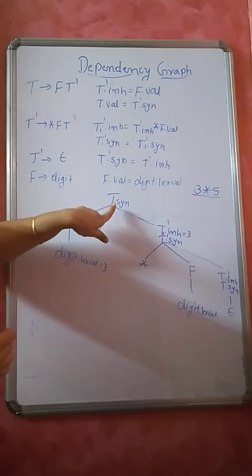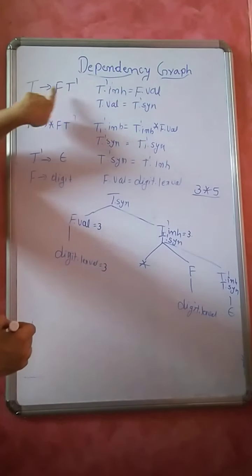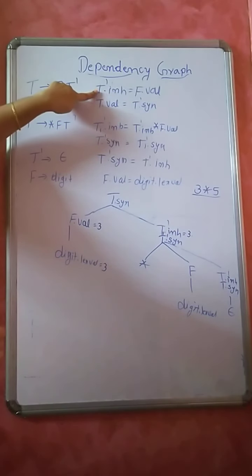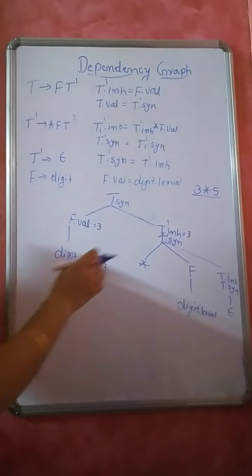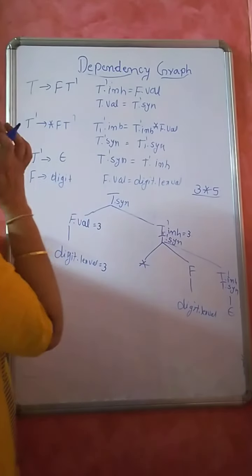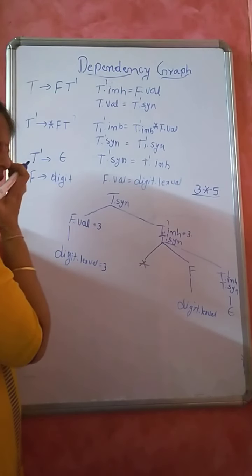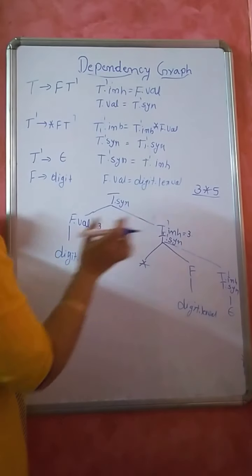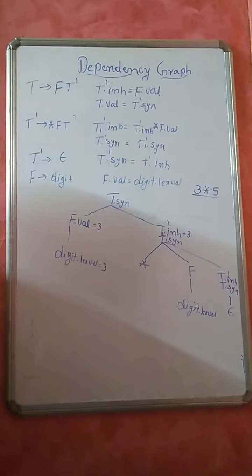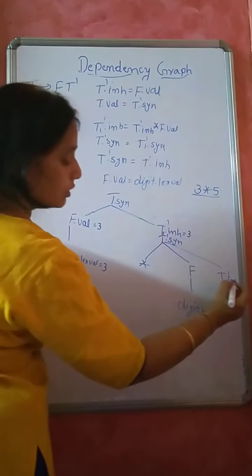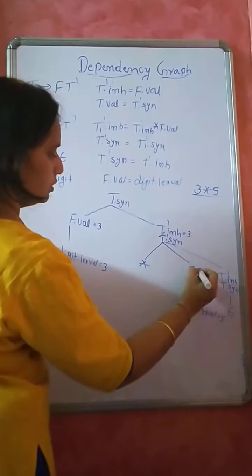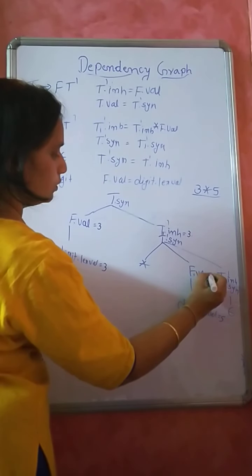Getting my point. What is the production I am using? T determines FT dash. What is the semantic rule associated with that? It is T dash inherited is equal to F dot value. That is this one, T dash inherited. So it is at the body of the production. So that's why I wrote the subscript. Otherwise it is not required. So T dash inherited is nothing but F dot value. F dot value is nothing but the 3. Okay. Then after that, what is the T dash inherited value? So this is what? It is 5.